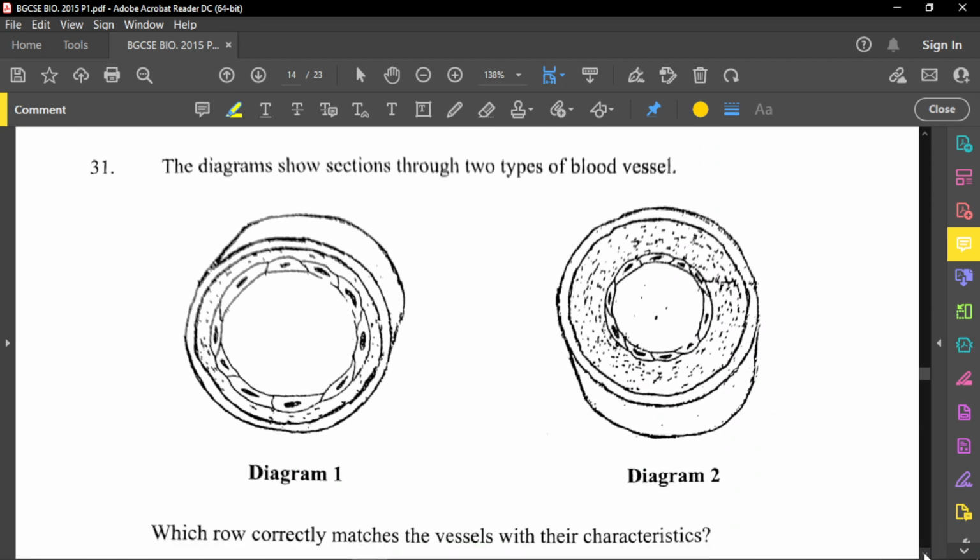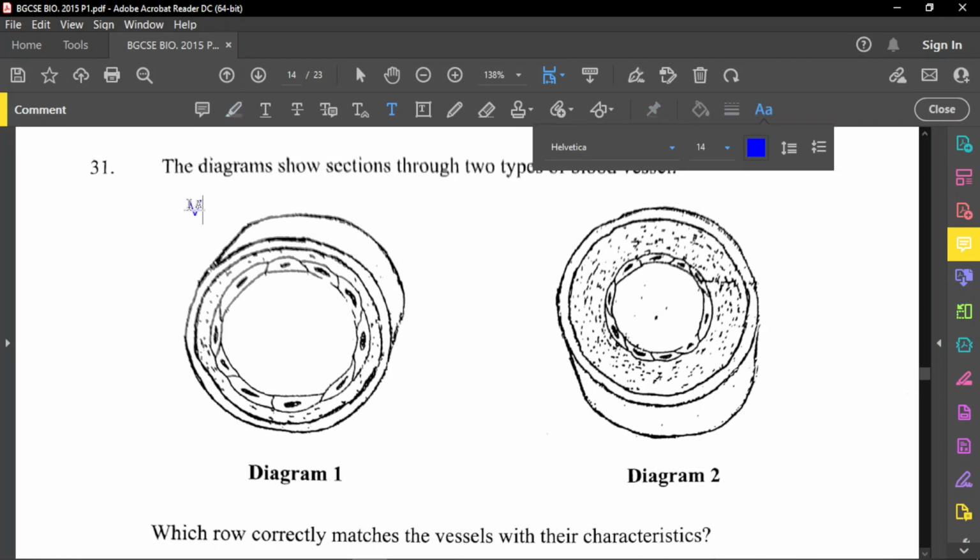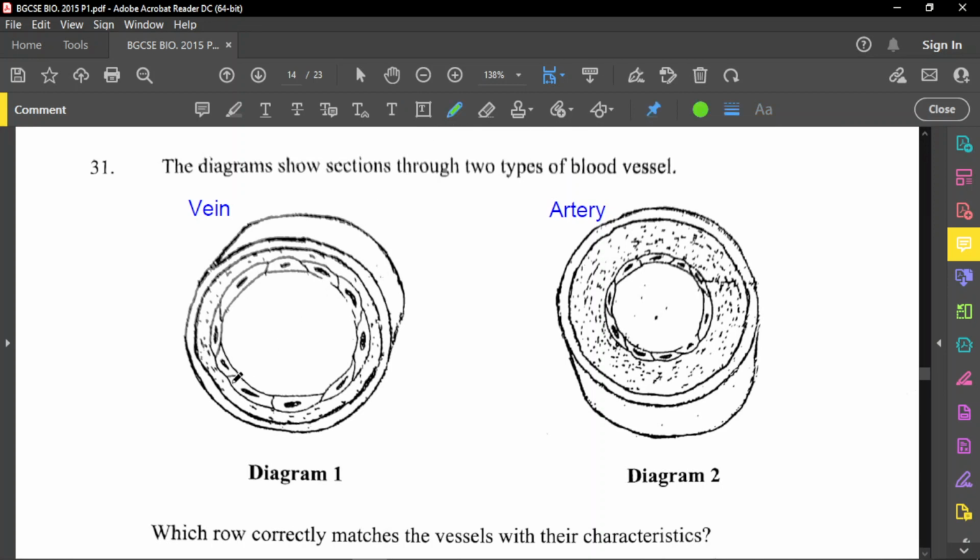It said the diagram shows a section through two types of blood vessels. If you look at the vessels carefully, you'll see the big difference between them is that diagram A is thinner than diagram 2. So we know that this is a vein, not only because it is thinner, but also because the lumen is important. So let's call that the vein, and this is known as the artery. The lumen is the section through which the blood will flow, the diameter of the tubular part of the vessel. So right here is the lumen.